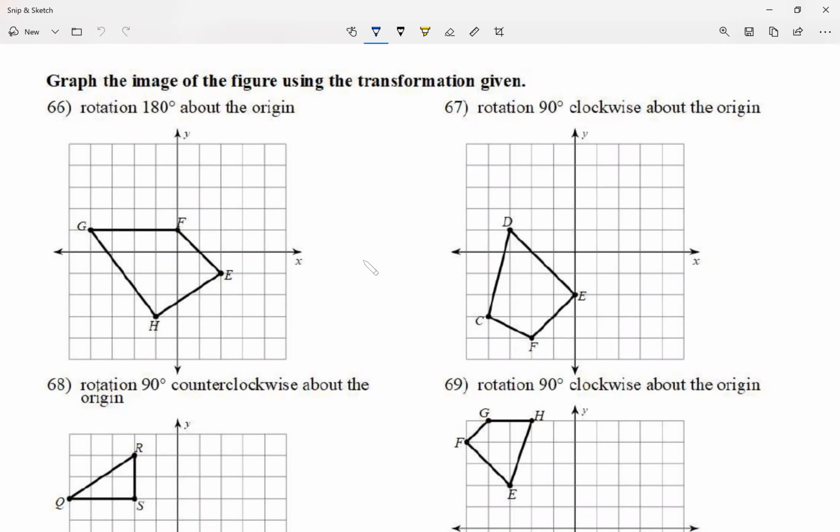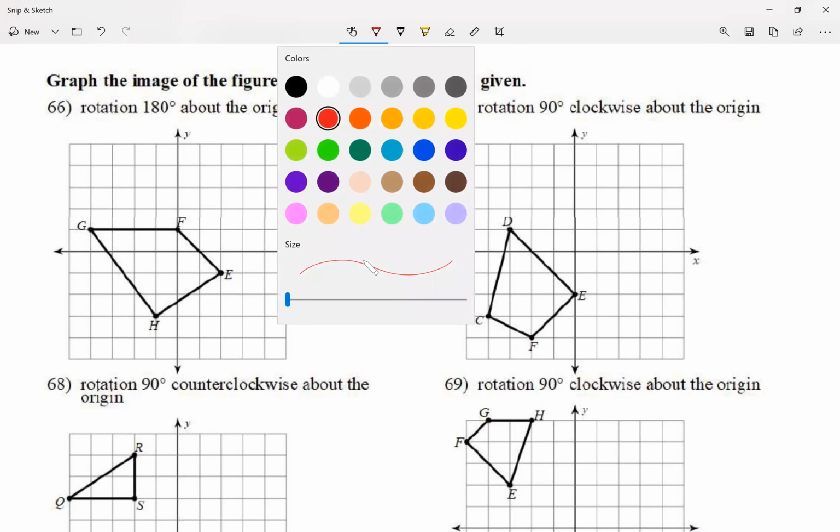According to my notes, I'm using question number 51 from our notes. So for rotation of 180 degrees, our note says (x, y) become (-x, -y). Again, I'm getting this from question 51. I'll use that in a minute, okay?